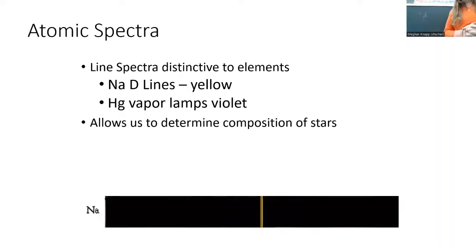So this is how we can look at stars and say, oh, this star has a lot of hydrogen, this has a lot of helium, or this one actually has some carbon and oxygen in it as well.